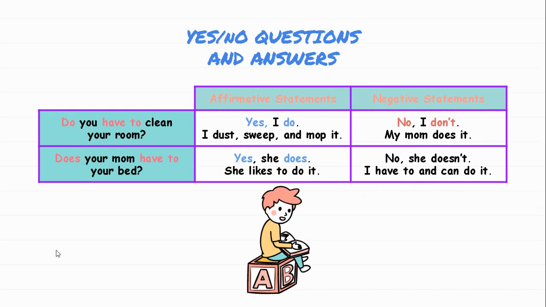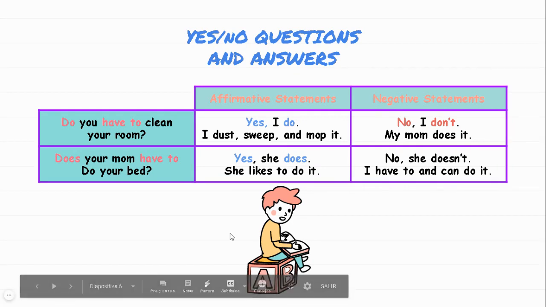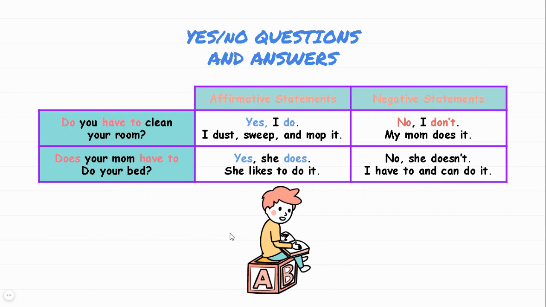Negative statements as a negative answer. No, I don't. My mom does it. Usually we should be doing that, right? But it's an example. So it says here, does your mom have to do your bed? Yes, she does. She likes to do it. Or no, she doesn't. I have to and can do it, right? Because we usually all can do our beds unless we're small or little children, right? Good.